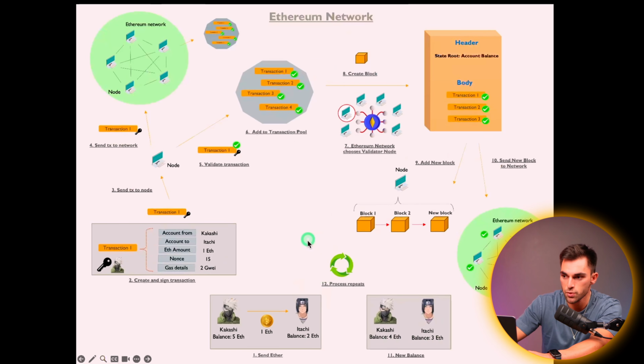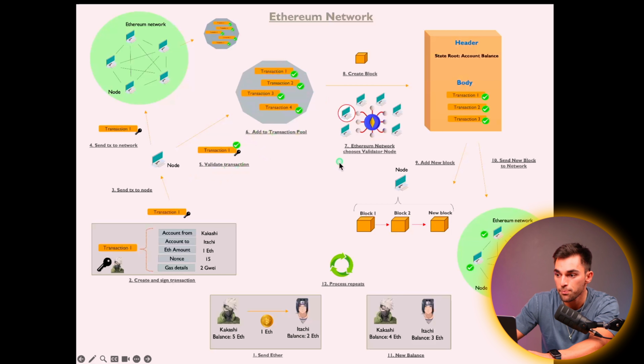All right, so let's just quickly walk through that one more time. So Kakashi wants to send Itachi 1 Ethereum. Kakashi will create the transaction and sign the transaction with his private key. He will then send the transaction to a node. The node will then send the transaction to the rest of the Ethereum network. All of the nodes will validate the transaction, so ensure that the private key matches the public account. Then they will add that transaction to their transaction pool.